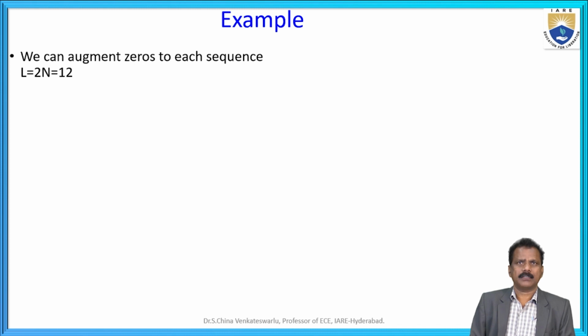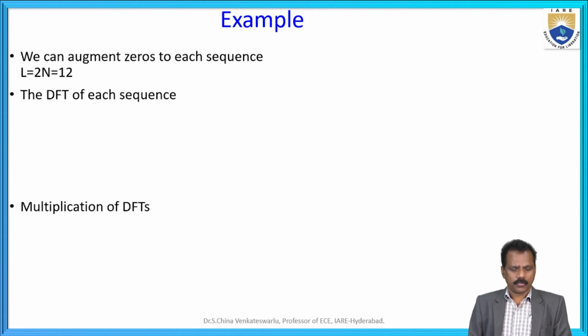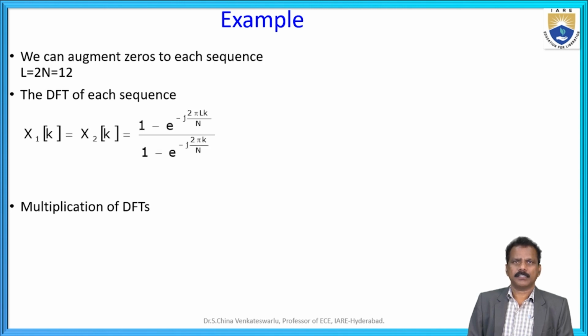Next example, we can augment zeros to each sequence where L is equal to 2, N is equal to 12. Say, for example, the DFT of each sequence, and how they are multiplying the DFTs, discrete Fourier transform. With this, the DFT of this sequence, X1 of k is equal to X2 of k is equal to 1 minus e power minus j 2 pi L into k by capital N by 1 minus e power minus j 2 pi into k by N, where L is given as 2.